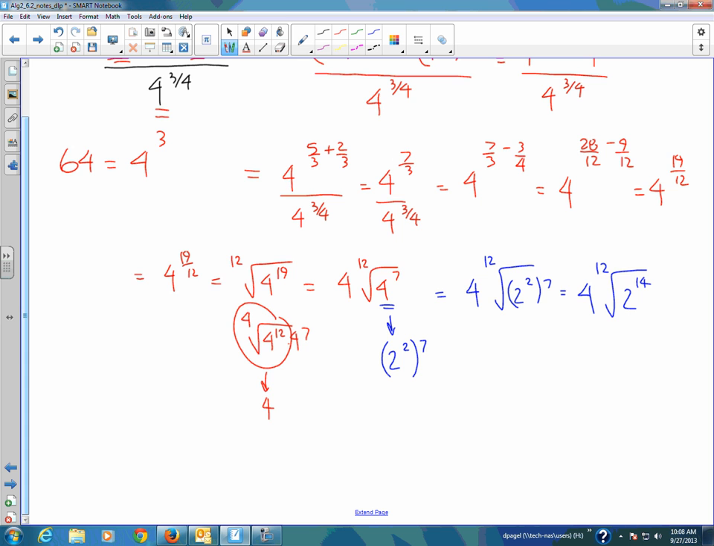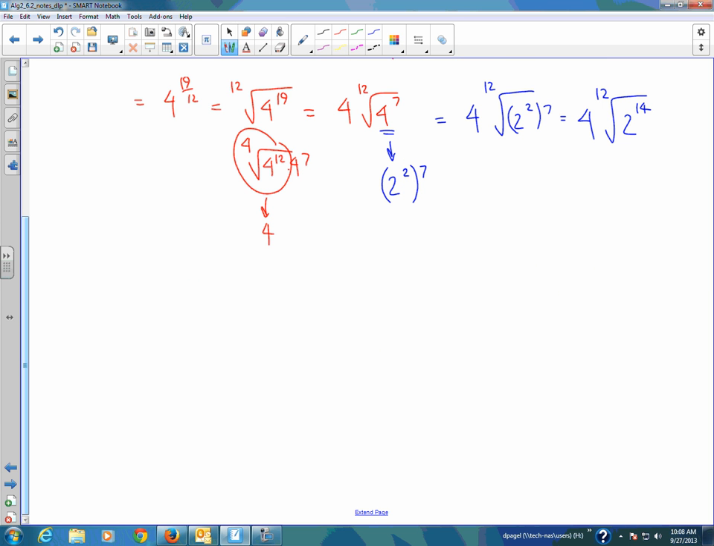All right. So we're here, 4 times the 12th root of 2 to the 14th power. Once again, I have a situation where my root number is smaller than my power, so we ask the question, how many 2's can we pull out? One group of 2, because 12 goes into 14 once with 2 left over. So now I have a 4 and a 2 out in front. I have a 12th root of 2 squared.